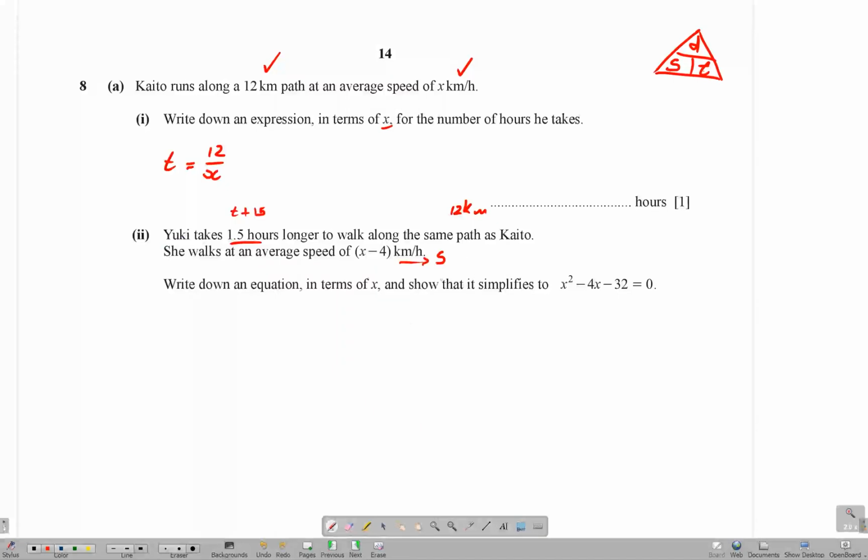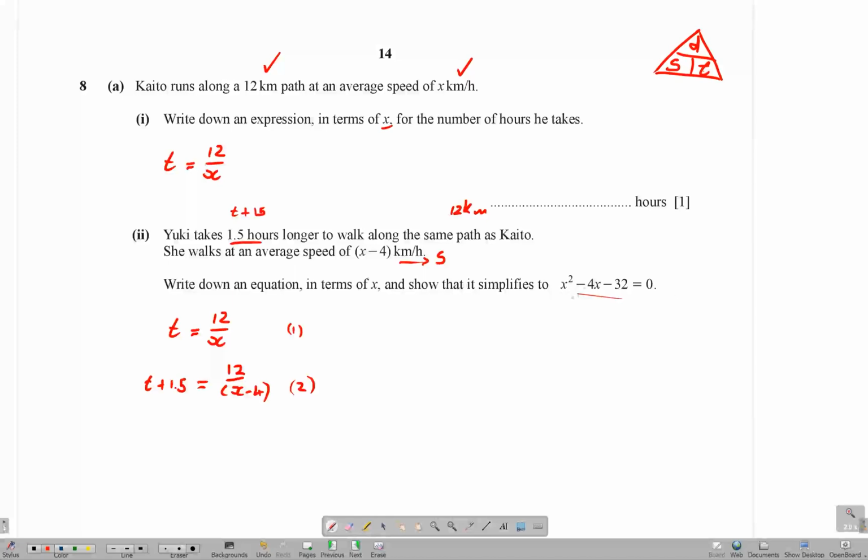Now, because they walk along the same path and it's exactly the same distance, we can have two equations, and then we can show that it simplifies to this x squared minus 4x minus 32. So this is my first equation. Let's call this equation 1. And then for Yuki, we will have t plus 1.5 hours. Everything is in terms of hours, so we don't need to worry about a conversion. So t plus 1.5 is equal to 12 divided by x minus 4. And this is my second equation.